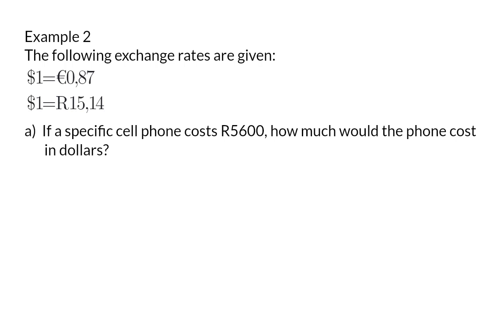The following exchange rates are given: dollar to euro and dollar to rand. If a specific cell phone costs 5,600 rand, how much would the phone cost in dollars? We are going to focus on our second exchange rate, and we are given the value of 5,600 rand. Therefore, we need to determine how many groups of 15 rand 14 can fit into 5,600 rand. So when we divide by 15 rand 14, we will determine the amount of dollars the phone will cost, and that will be $369.88.